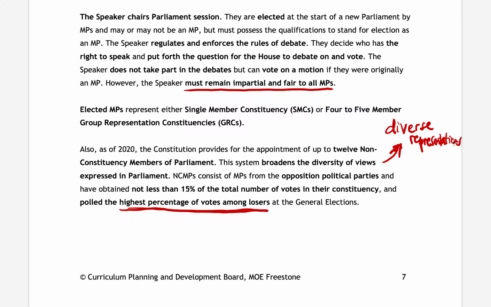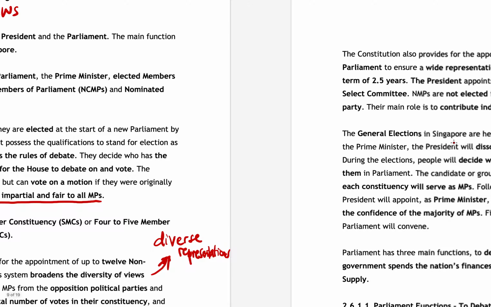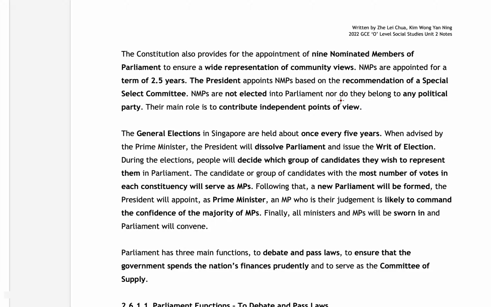If, for example, more than 12 opposition MPs do win seats in the parliament in the general elections, then there are no NCMPs anymore. Okay? Next, Nominated Members of Parliament. So these are the people.